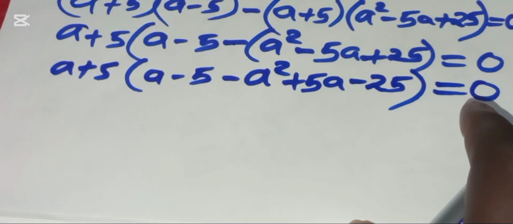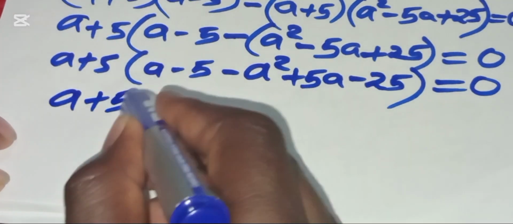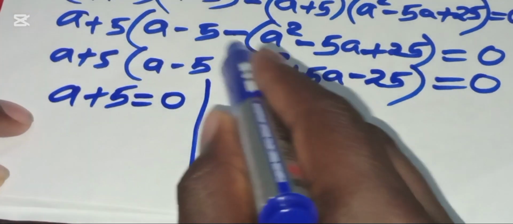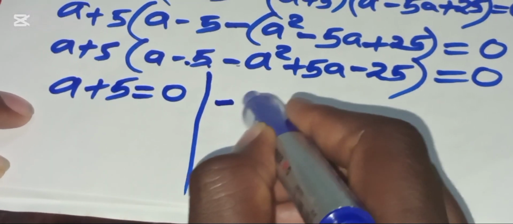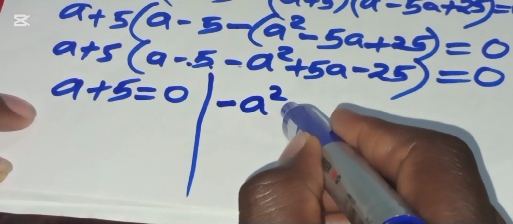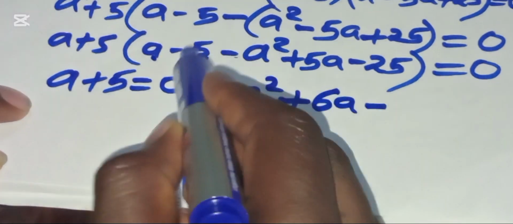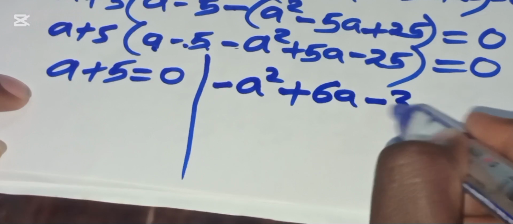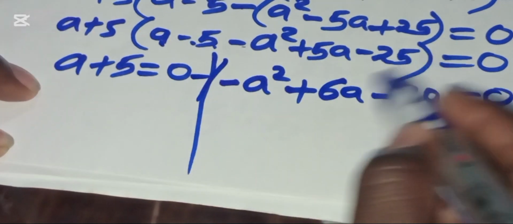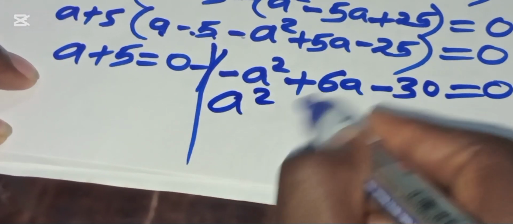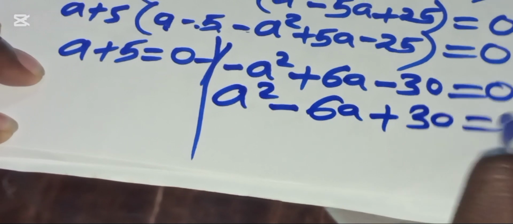Now that means we have two parts. The first part is a plus 5 is equal to 0, and the second part is a minus 5 minus a squared, which we can express as negative a squared, plus a plus 5a, this is 6a, subtract 5 minus 25, this is negative 30. This is equal to 0. Now let's multiply by negative on both sides, so that we'll have a squared subtract 6a plus 30, this is equal to 0.